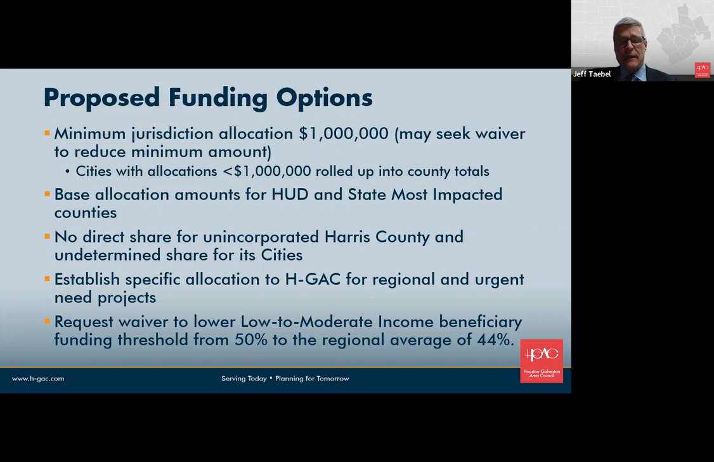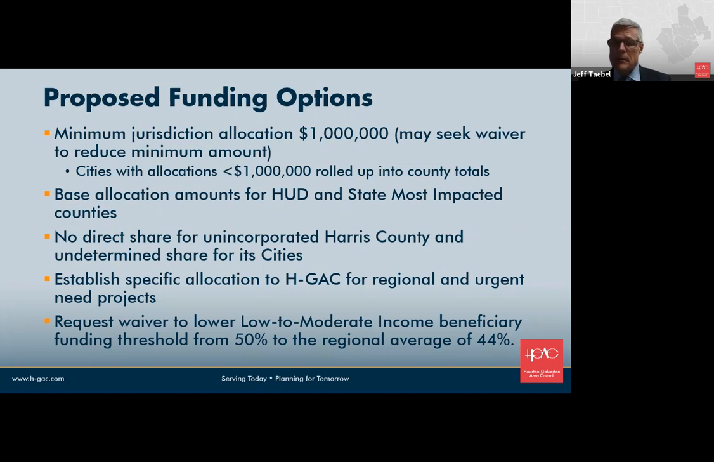So this 50% pertains to the projects that are funded. To give you an example, if a city got $1 million through our allocation formula, it would have to use at least 50% of that money on projects that benefit 51% low to moderate income residents. So again, the 51% is, if you will, a pass-fail. You either get it or you don't. And 50% is the dollar amount of your projects that have to be spent to meet that criteria.